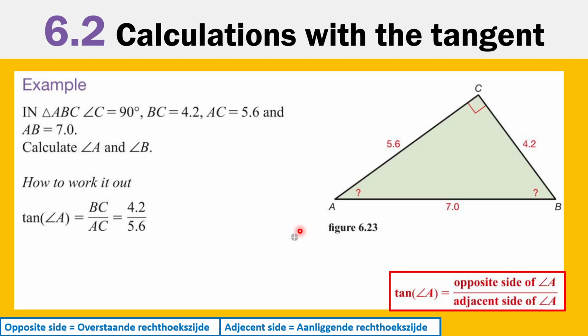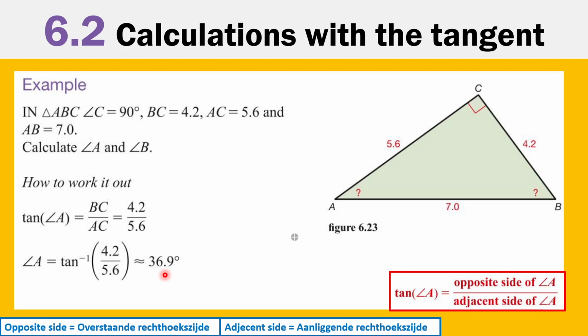So if the tangent of angle A is 4.2 divided by 5.6, I can now calculate angle A as well by taking the inverse tangent. Right? You can say take the inverse tangent on both parts. The inverse tangent of a tangent cancel each other out. So angle A is the inverse tangent of 4.2 divided by 5.6, approximately equal to 36.9.